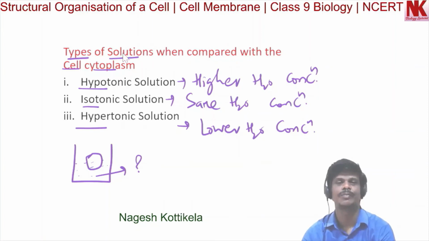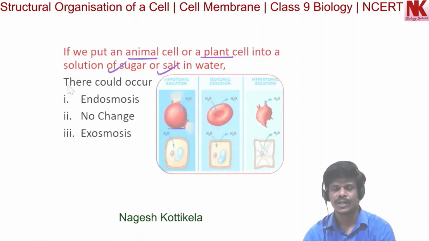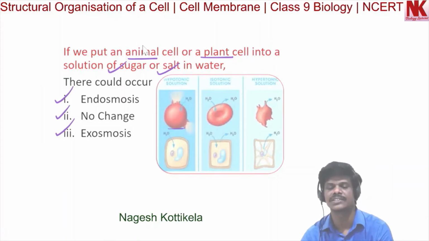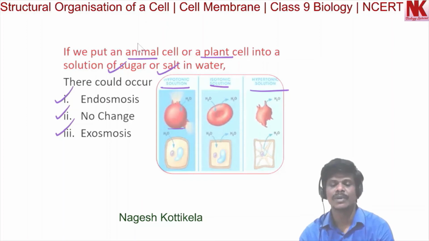So this is how there are three types of solutions when we compare the solution with cell cytoplasm. If we put an animal cell or plant cell into a solution of sugar or salt in water, then what could happen? Here we find the three possibilities. One is endosmosis, second no change, and the third exosmosis. So let's discuss what happens to these plant cells or animal cells when they are kept in three types of solutions. Okay, first of all, animal cell when placed in hypotonic solution.